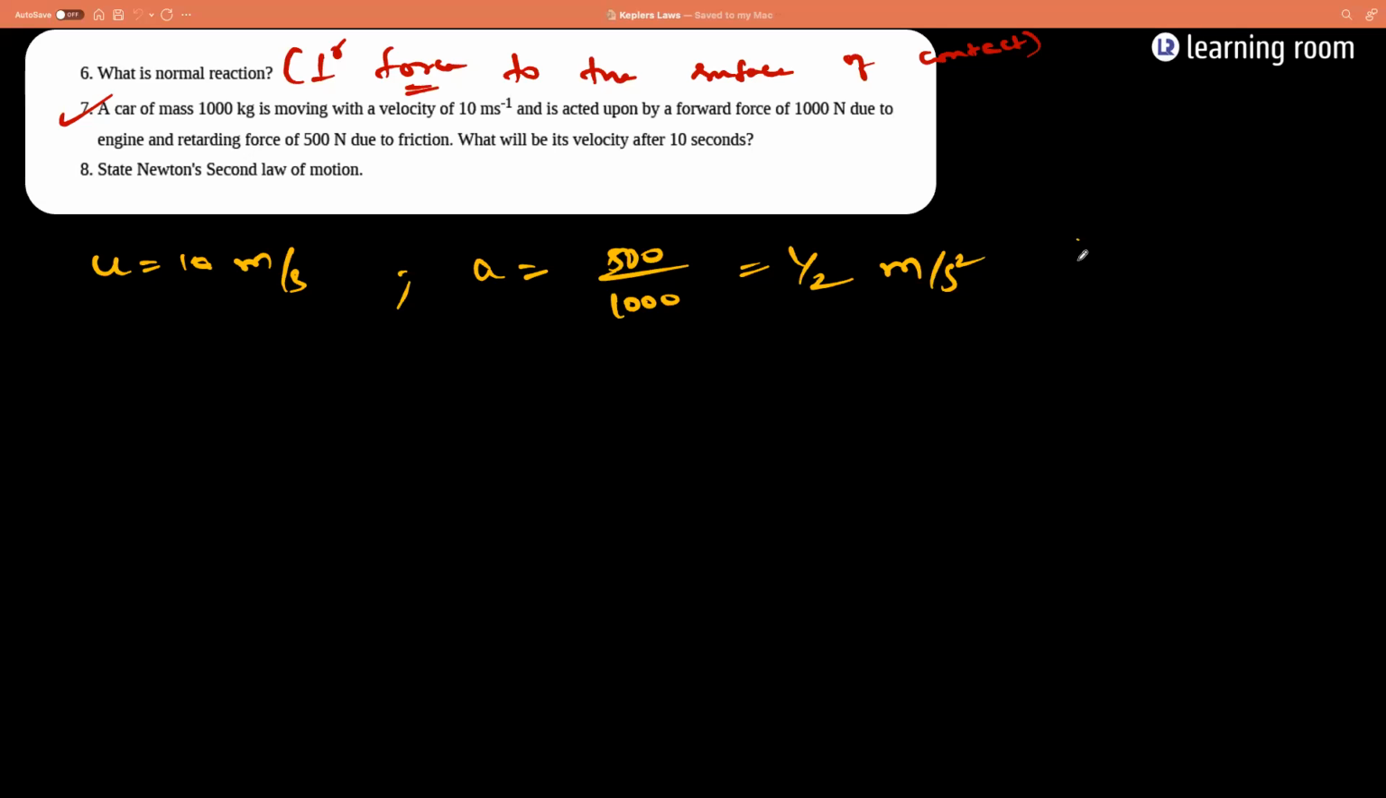And time is how much? 10 seconds. So V is equal to U plus at. So V is equal to 10 plus half into t, which is going to be 10. So it is going to be 15 meters per second. Correct. State Newton's second law.